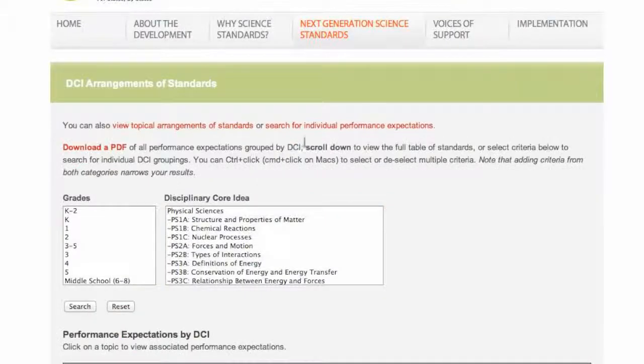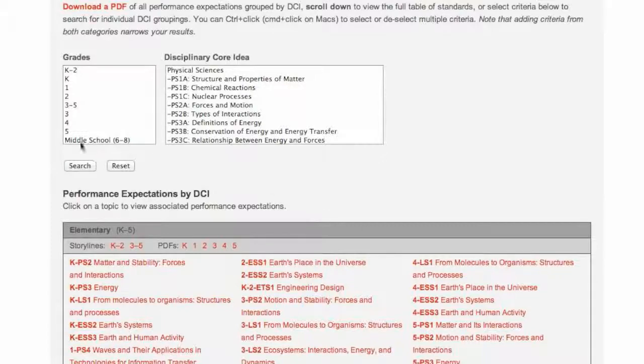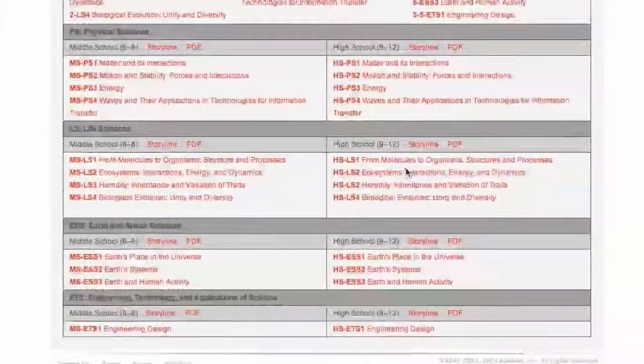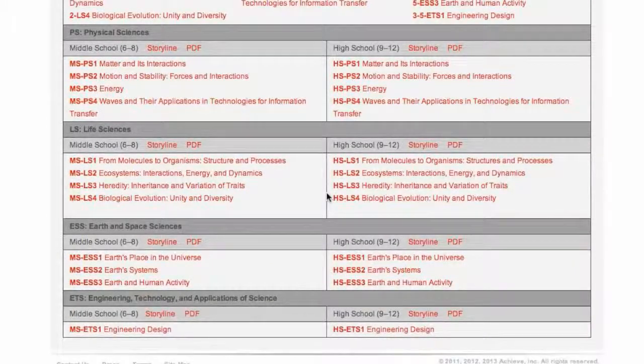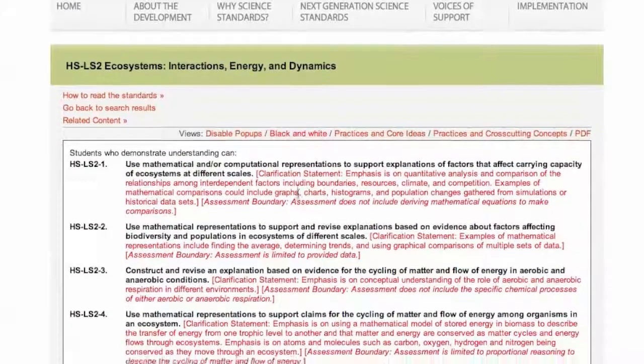And so if we look at core idea right here, we can see that you could go to any particular grade level or look at any particular topic. Let's say we were looking here for high school and we're looking at, let's say, biology, and we can see that if we want to look at the ecosystems one, so here we can look at high school life science level 2 here, ecosystems, and this will be a set of the actual standards in the Next Generation Science Standards.